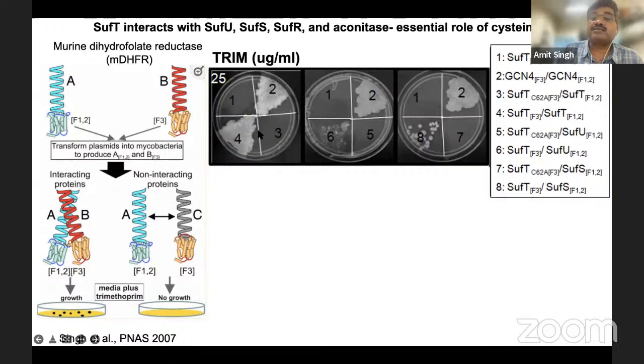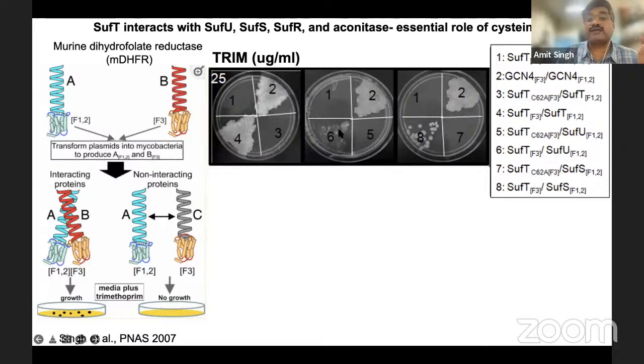You can see that these are the trimethoprim containing plates. This number two is a positive control. And here you will see that there is a strong interaction between SUFT and SUFT, so SUFT seems to be homodimerizing. Very interestingly, if you replace the hyperactive cysteine from SUFT and then again study the interaction, you don't see interaction. So the physical interaction is actually dependent on the presence of cysteine.